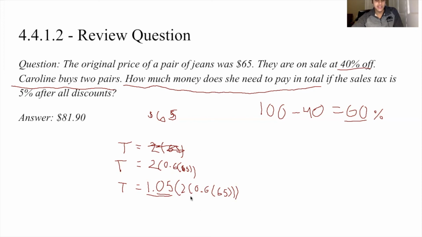And in this case, all you have to do is plug it into your calculator. I can't do this in my head. I would need a calculator for this too. But when you multiply these all out, so you multiply 0.6 times 65, then by 2, then by 1.05, you're going to end up with $81.90.